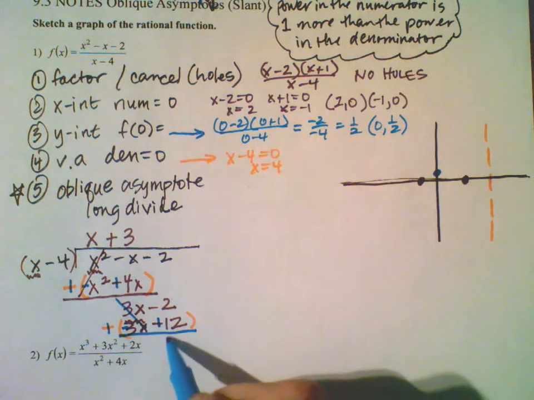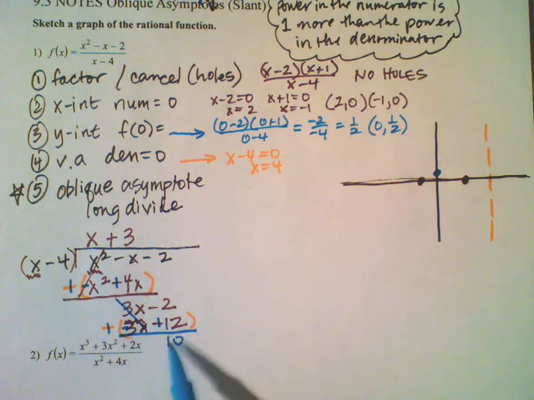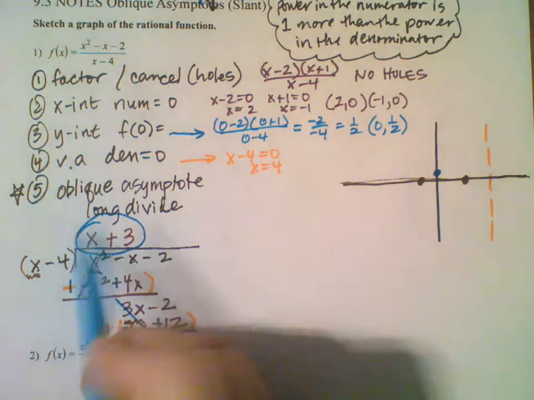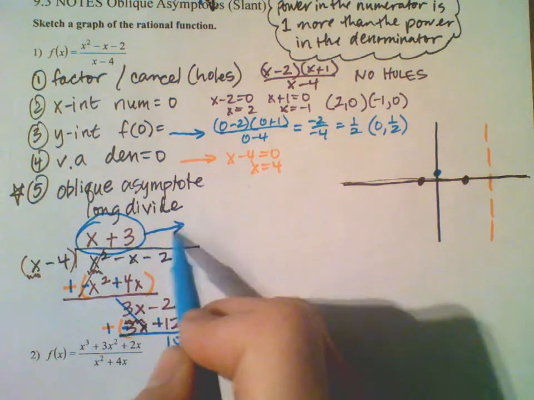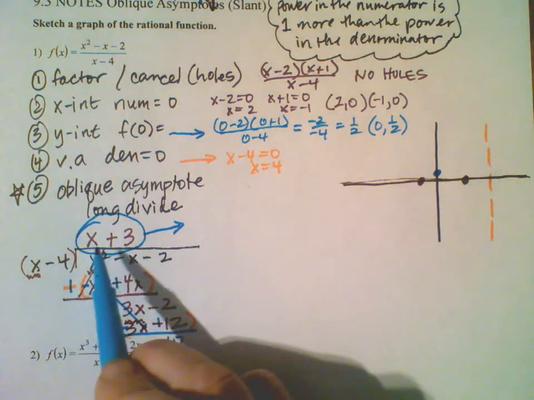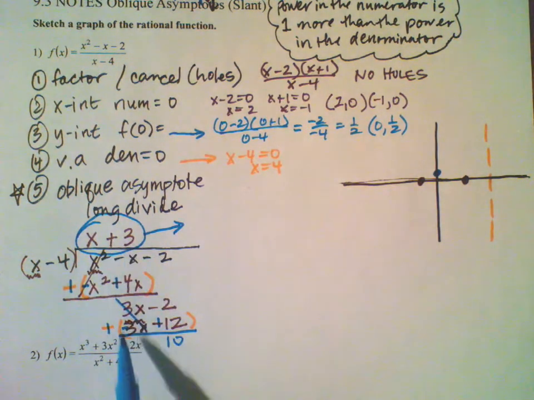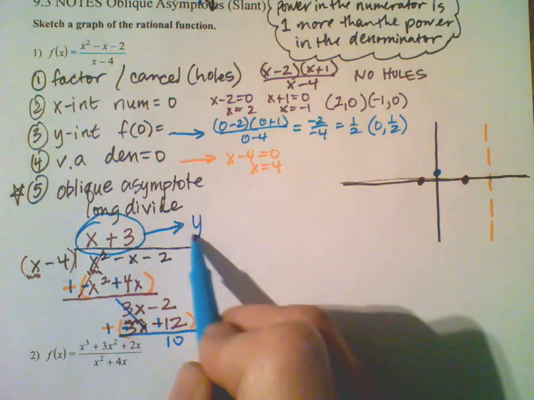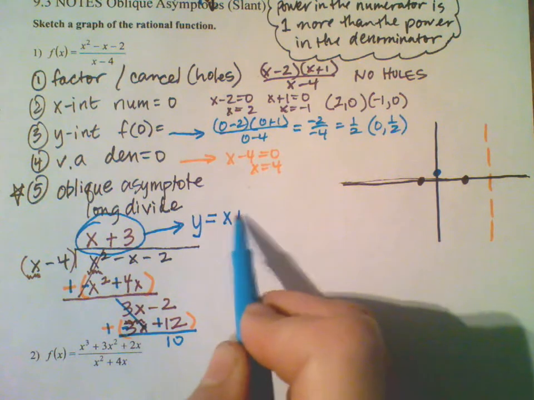I'm down with 10 here, but I don't even care about that. That really doesn't even matter. The remainder makes no difference. This is what I'm interested in. This becomes my oblique asymptote. Just what I had to do to get rid of that front term, and I have my oblique asymptote. So this line is y equals x plus 3.